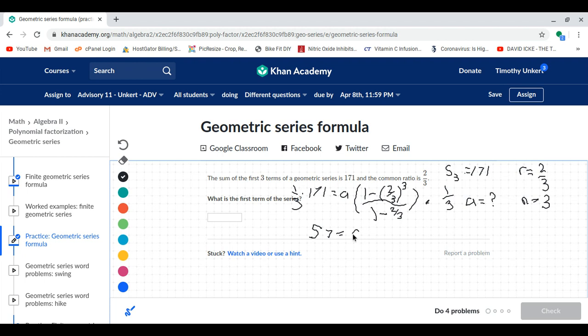So we get 57 equals A times 1 minus 2/3 to the third power. Now, 2/3 to the third power is going to be 8/27. So that means we're going to have 19/27. So 57 is going to equal A times 19/27, because we're doing 27/27 minus 2 cubed is 8, 3 cubed is 27. So let's see, make sure I'm getting that right. So 19/27.